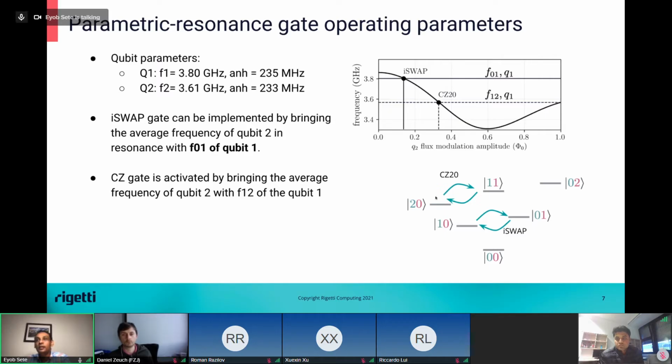For CZ, you can do it two different ways. One is interacting between 1,1 and 2,0, literally this gate. Or if the other qubit is modulated, tunable, you can modulate even the other qubit to activate this gate, this gate, 1,1 with 0,2. So it has some flexibility. You don't have to modulate only one of the qubits to do it. You can also modulate the other qubit to do it.